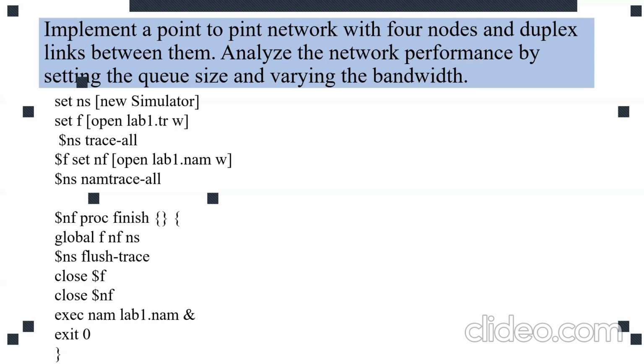Writing mode, reading mode. In reading mode, you will just read, you cannot make any changes. W is writing mode: you can write, and if there is an error, you can change the data inside the program. So you are using W. This lab1 is nothing but the name of the file I am giving. This lab1 can be anything: experiment1, ns1, anything.